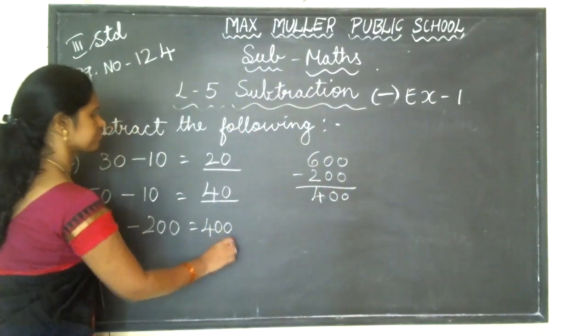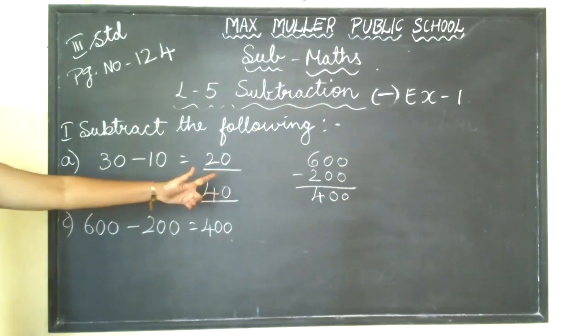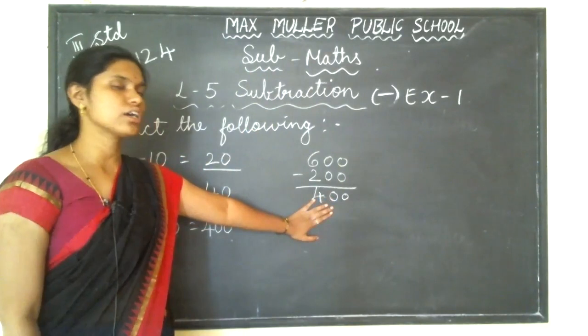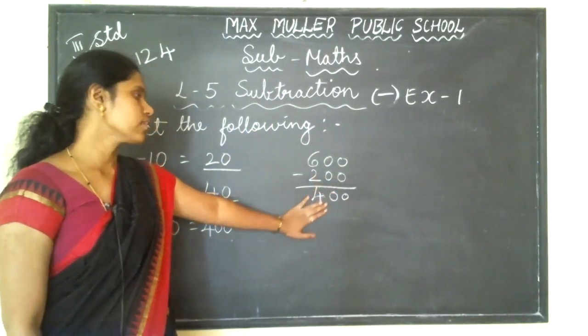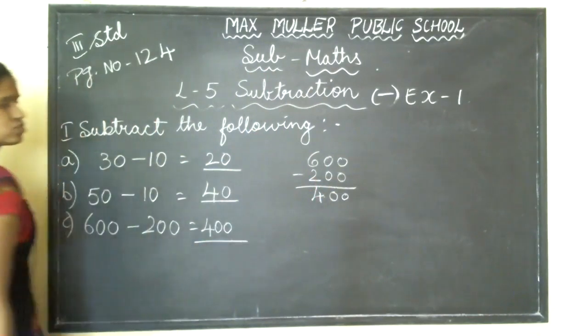Understood all of you? If you don't know how to do it orally, you have to write like this. In your rough notebook, you have to write. Don't write in the textbook. You have to write in the rough notebook and write the answer in the textbook. Understood, all of you?